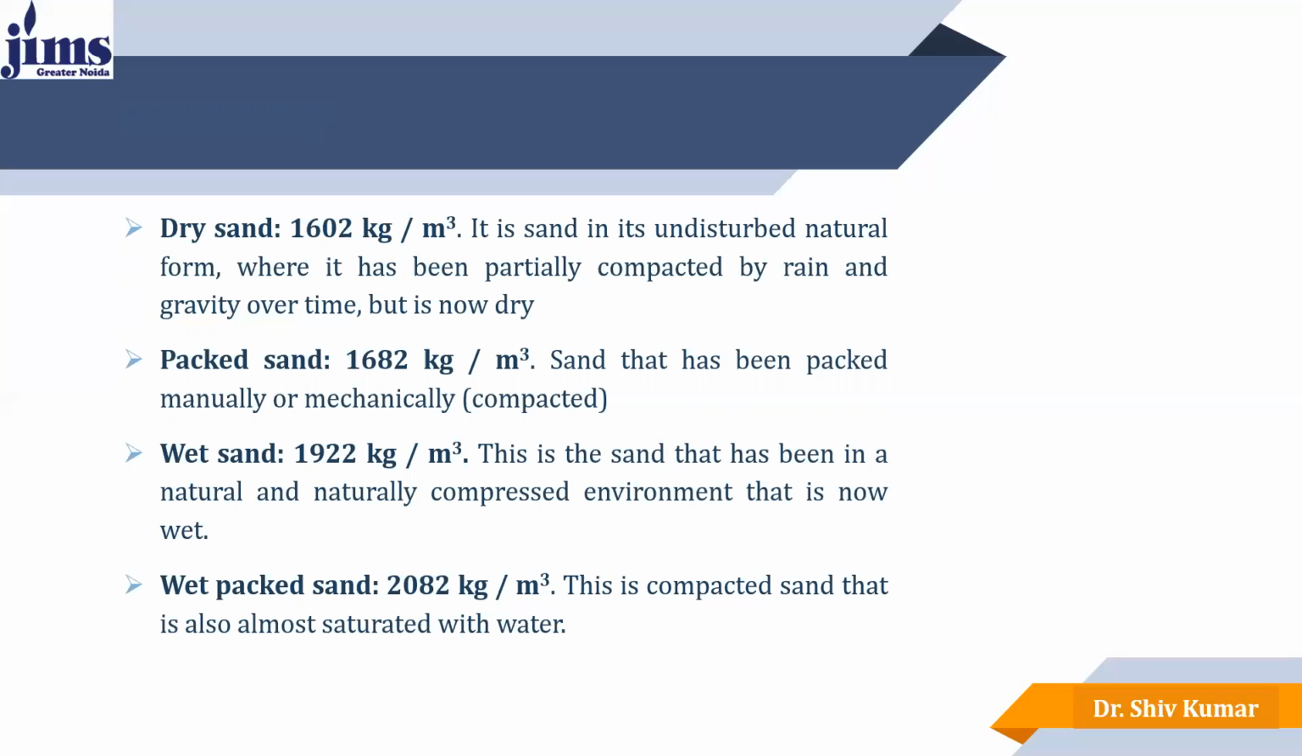In this series, next is wet sand, which has a density of 1922 kilogram per cubic meter. This is sand in a naturally compressed environment that is now wet due to water. Wet packed sand is 2082 kilogram per cubic meter. This is compacted sand that is almost saturated with water, or you can say fresh sand procured from the running river bed.